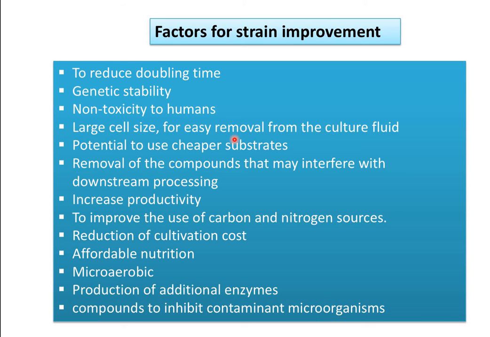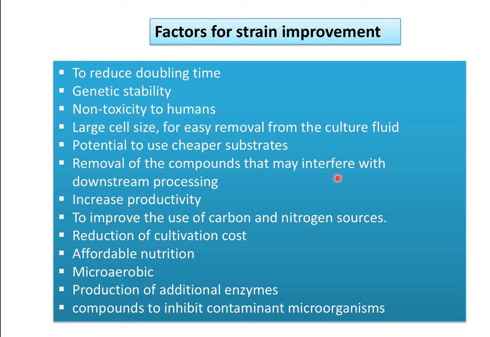Next is the potential to use cheaper or economical substrates. Strain improvement can be done in this area, where the microorganisms follow certain pathways so that they can use an economical substrate as their carbon source or energy source, which can lead to a good yield of the product.